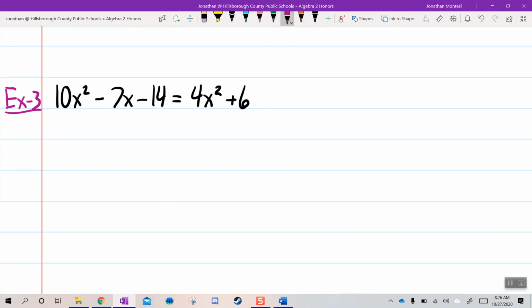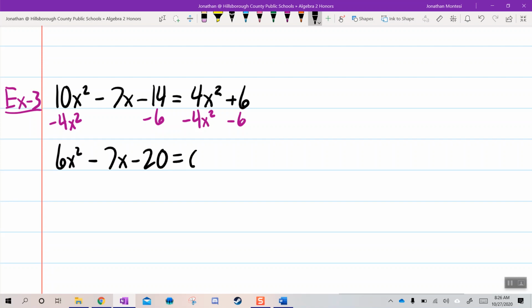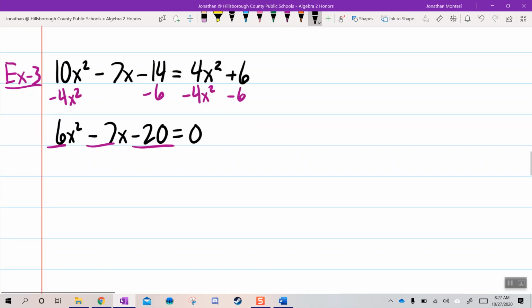Your goal when solving for x with the quadratic formula is that everything needs to be on one side. So start by pulling your terms to the same side. And please keep your x squared positive. It will make your life easier. 6x squared minus 7x minus 20 equals 0. Okay, I've got my A, my B, and my C. Please make sure to include the signs in those.